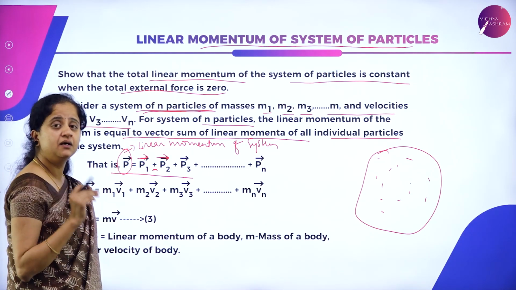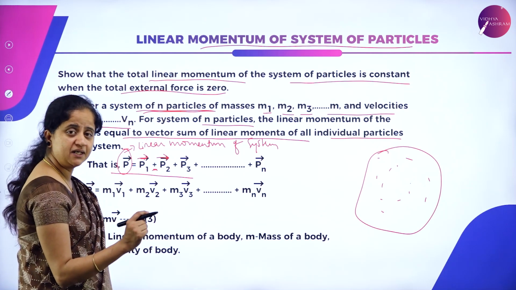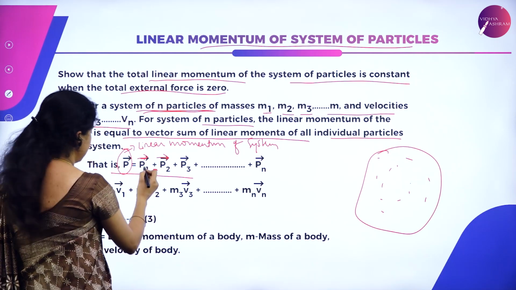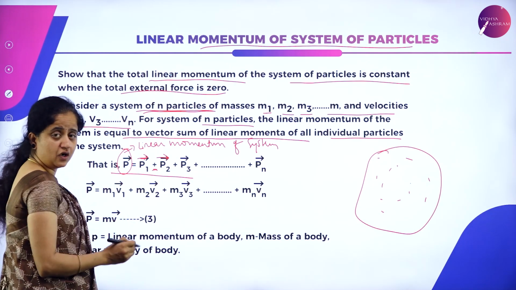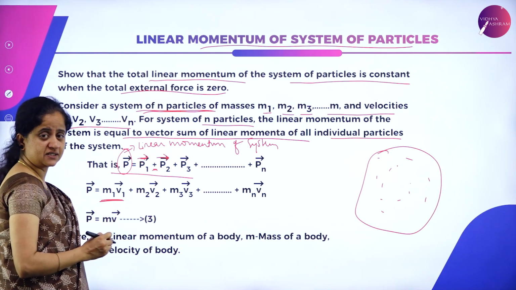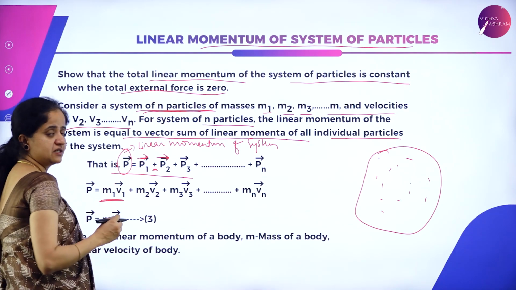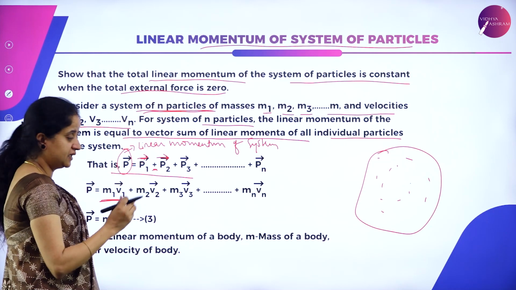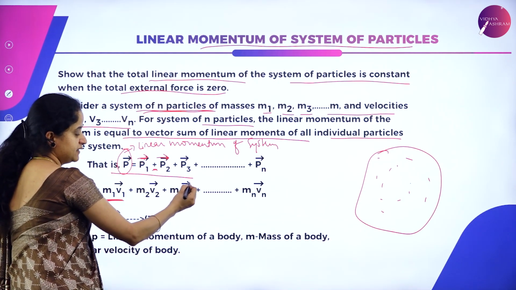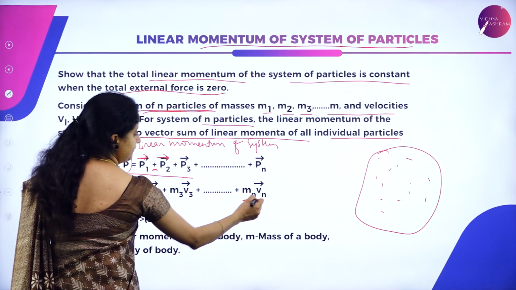But what is P? P is nothing but momentum. Momentum is linear momentum, that is the product of mass and velocity. I have P1, P2, P3 and so on, so I can represent this as the product of mass and velocity, that is m1 v1. Since v is a vector, I have to represent it in vector form, plus m2 v2 plus m3 v3 and so on up to mn vn.